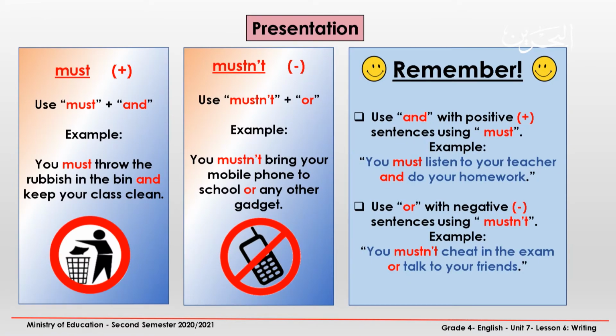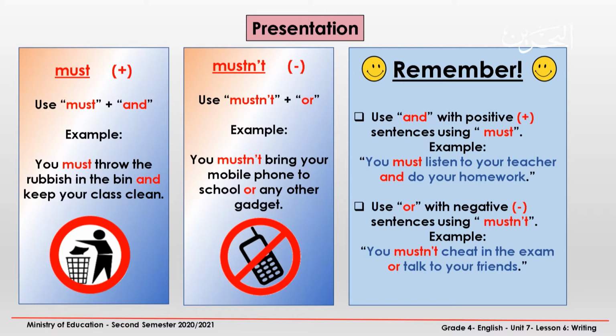Now, when do we use must and when do we use mustn't? Use must plus and. For example, you must throw the rubbish in the bin and keep your class clean. And we use mustn't plus or. For example, you mustn't bring your mobile phone to school or any other gadget.